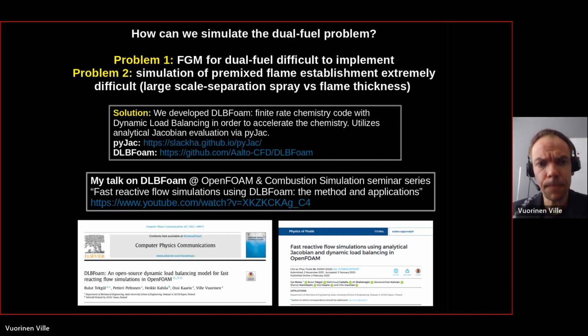And this is mostly because of the large scale separation between the spray scales and the flame thickness. So our solution was that we developed DLB-FOAM, which is a finite rate chemistry code with dynamic load balancing in order to accelerate the chemistry. And DLB-FOAM utilizes analytical Jacobian evaluation via the PyJack routines. And here are the links to PyJack and DLB-FOAM, our DLB-FOAM GitHub repository.